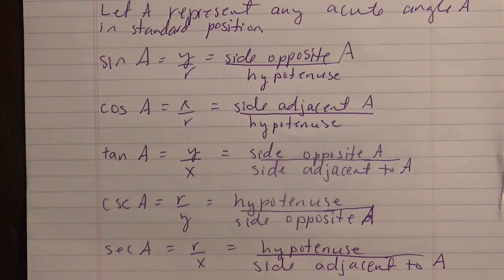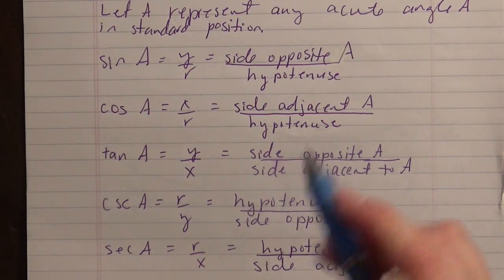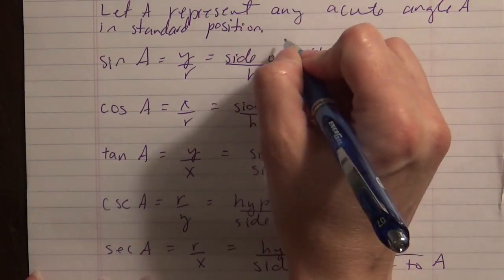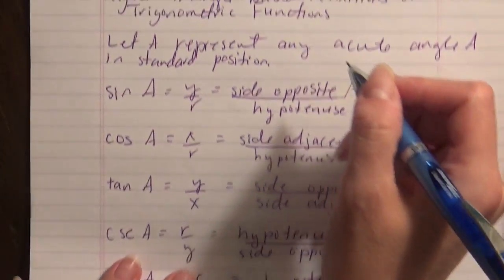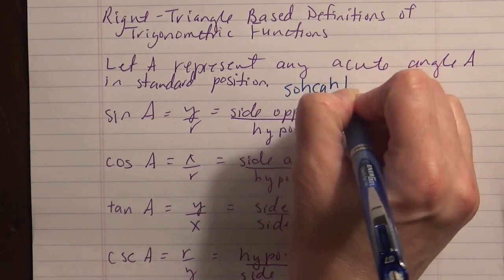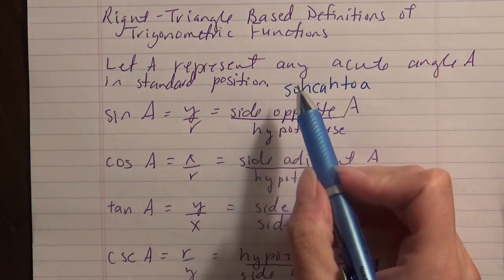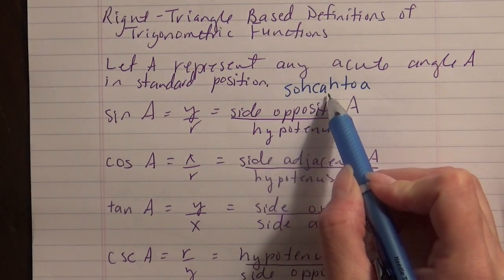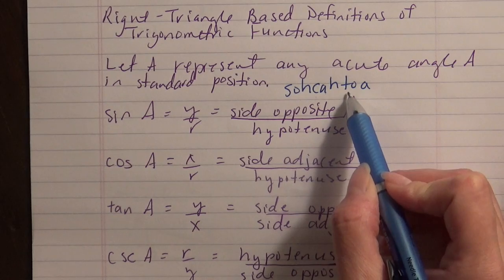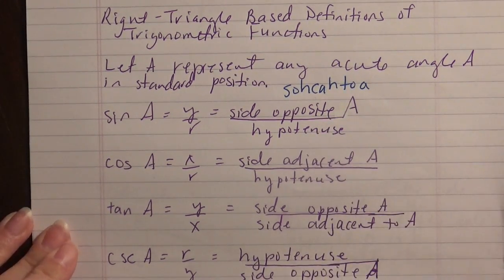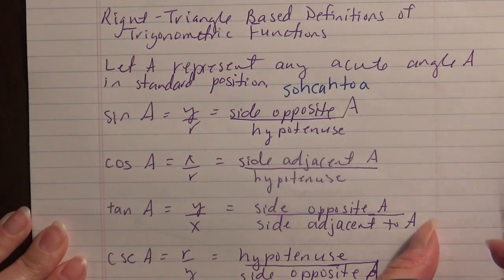It's when you're working with the right triangle based definitions that you can use the little mnemonic device SOHCAHTOA, or you might have another one that you learned. SOHCAHTOA: sine equals opposite over hypotenuse, cosine equals adjacent over hypotenuse, tangent equals opposite over adjacent. So however you need to remember that is fine.